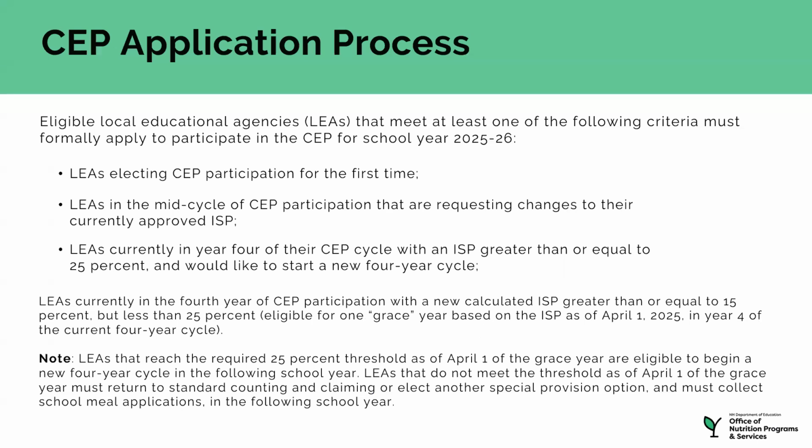And just to note, LEAs that reach the required 25% threshold as of April 1st of the grace year are eligible to begin a new 4-year cycle in the following school year. LEAs that do not meet the threshold as of April 1st of the grace year must return to standard counting and claiming or elect another special provision option and must collect school meal applications in that following year.